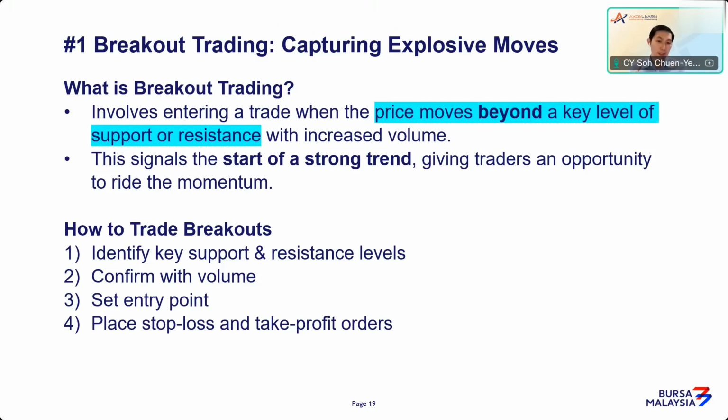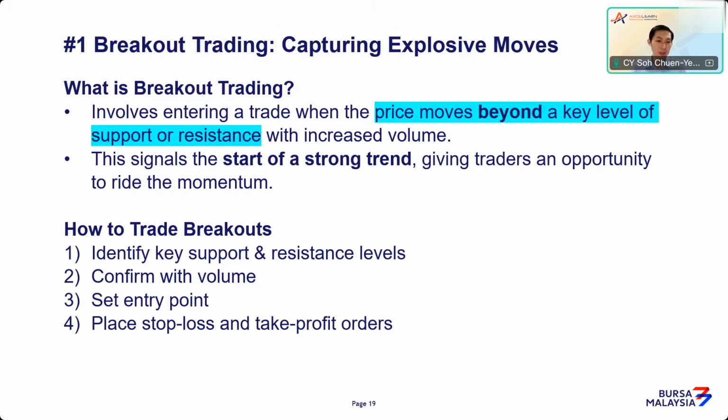Now, when you are able to identify key levels and confirm with volume, the next thing is that you need to find an entry point. How you do that, later on I'm going to give you some examples. When you set an entry point, you enter a trade when the price closes above your resistance level, which indicates a bullish breakout, or below the support level, which indicates a bearish breakout. Of course, some traders prefer entering on a retest of a breakout. That is another form of trading, what we call a pullback. But right now we focus on the breakout method first.